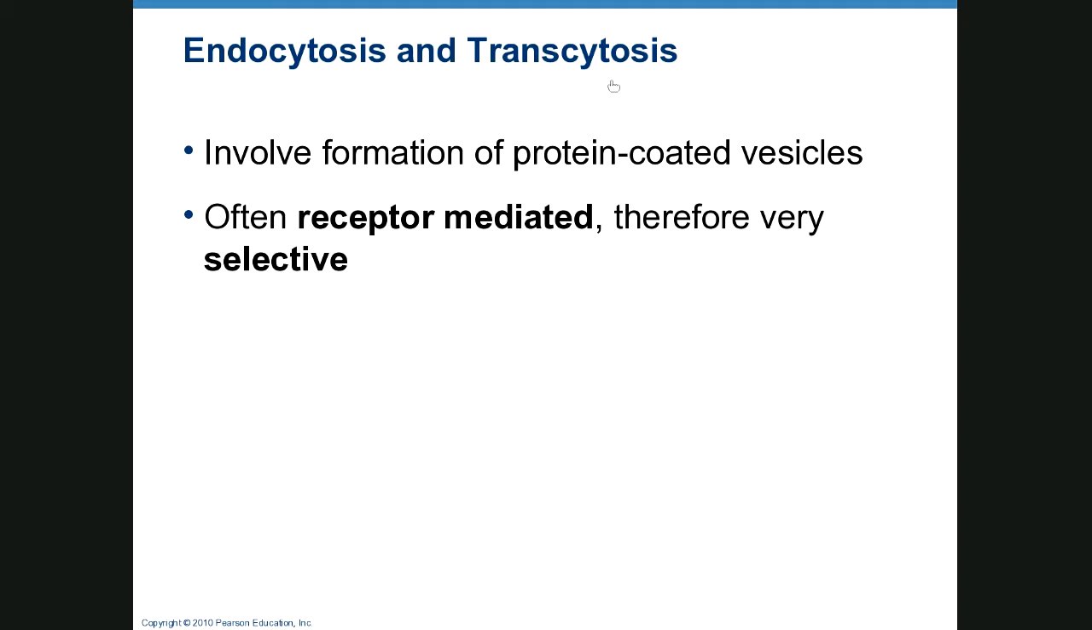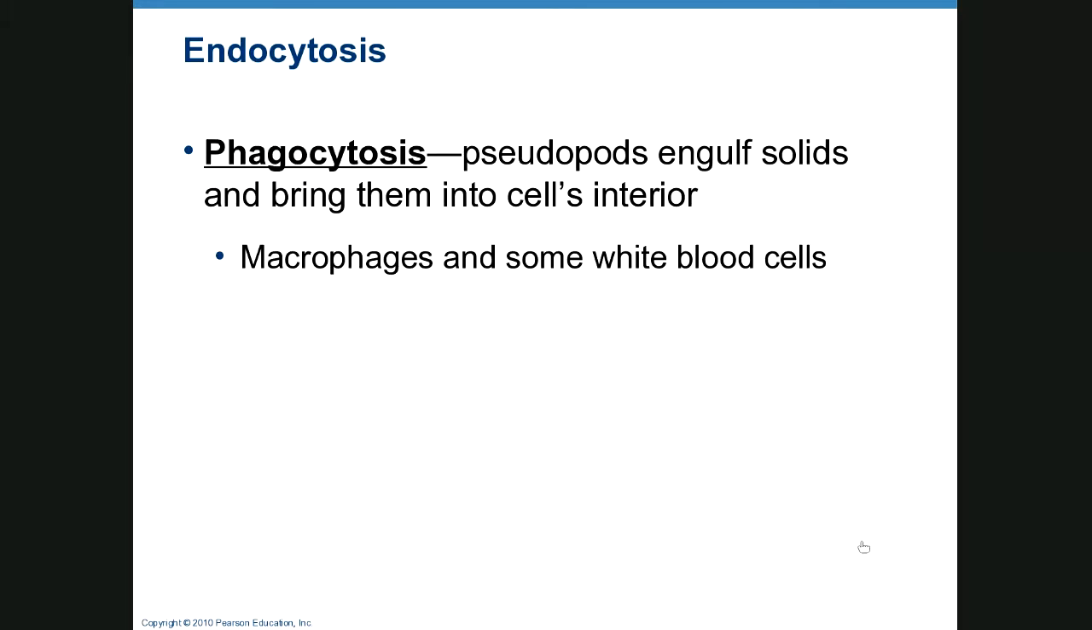Endocytosis and transcytosis often involve receptor-mediated transport, therefore very selective, such as a neurotransmitter. It has to have a receptor or there's nothing for it to attach to. Phagocytosis is the engulfing of solid particles and bringing them into the cell's interior. Macrophages and some white blood cells, such as neutrophils, do this.